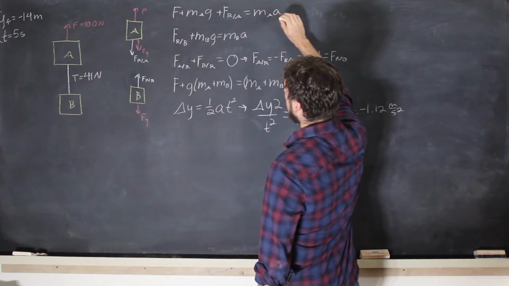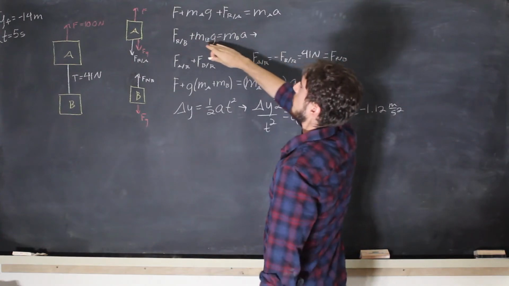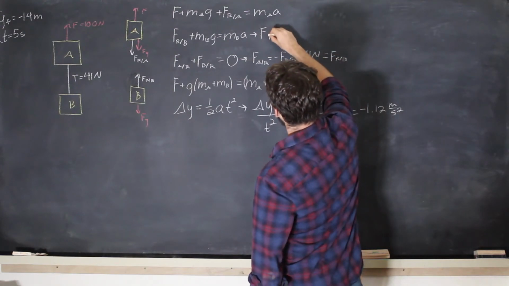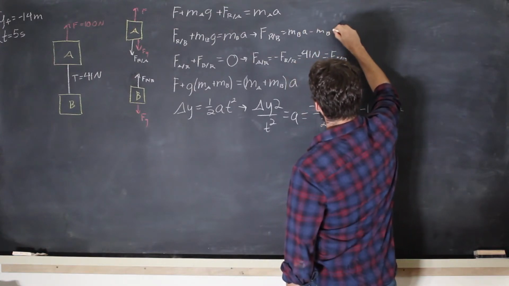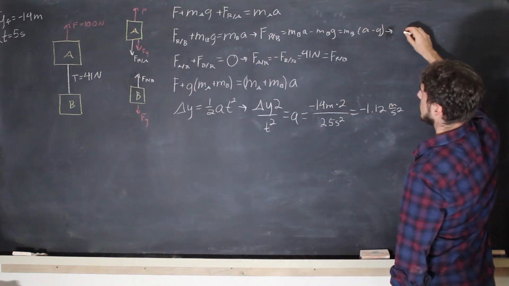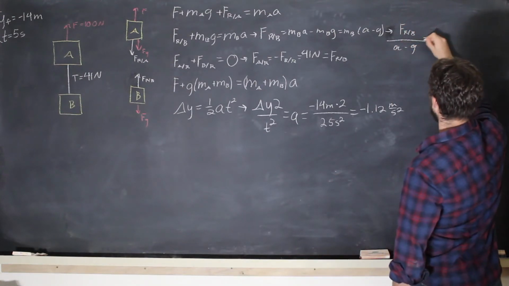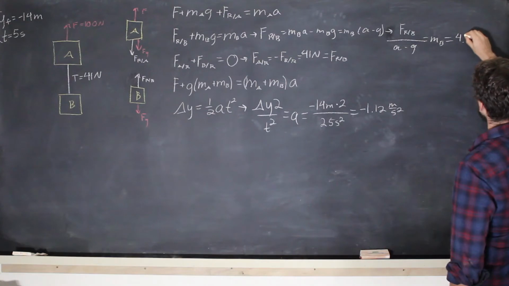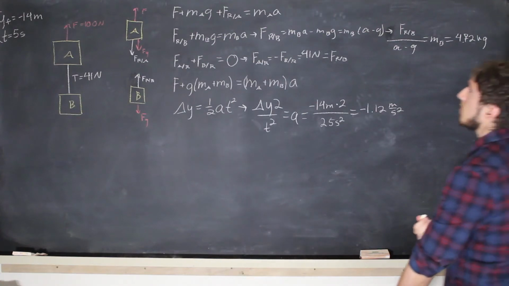Okay, so if we want to solve for mass B, we're going to have to isolate B, and we're going to do that by moving it over, extracting B, and then dividing the rest of it. So we're going to get F of RB is equal to MBA minus MBG is equal to MB times A minus G, which we will transform to F of RB over A minus G equals MB, and it's going to be equal to 4.72 kilograms.